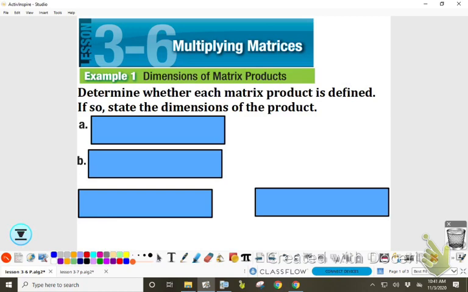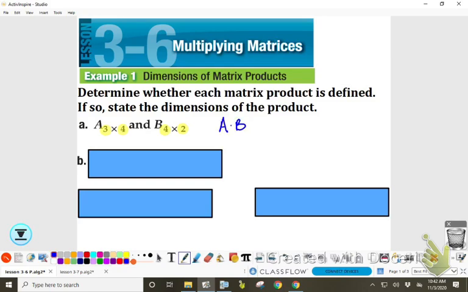So the first thing, say we have a matrix A that's a 3 by 4, this is the size of the matrix, and matrix B is a 4 by 2. The directions say to determine whether each matrix product is defined. So basically you're asking, can you multiply A times B? A is a 3 by 4 and B is a 4 by 2. I don't know what the actual matrices look like, I just know their sizes.